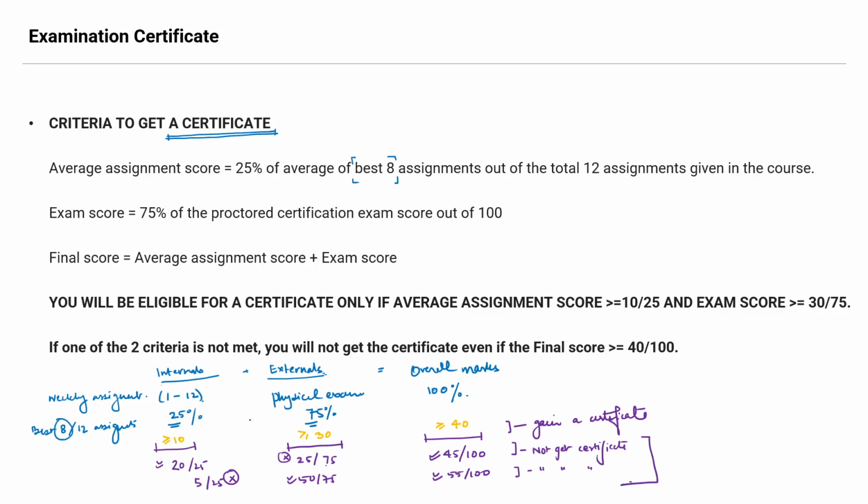So if you want to get a certificate, it's very, very important that you take your internals and externals with the same rigor, with the same importance, so that you do not fall into these individual criterias, right? So you have to go and meet individual criterias, class children, and external criteria.